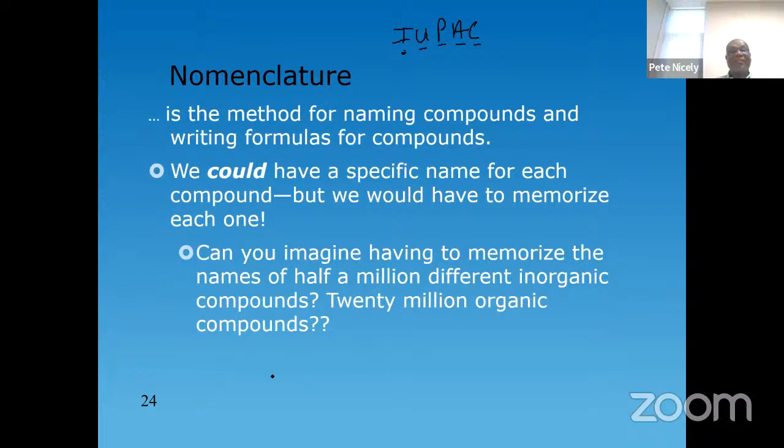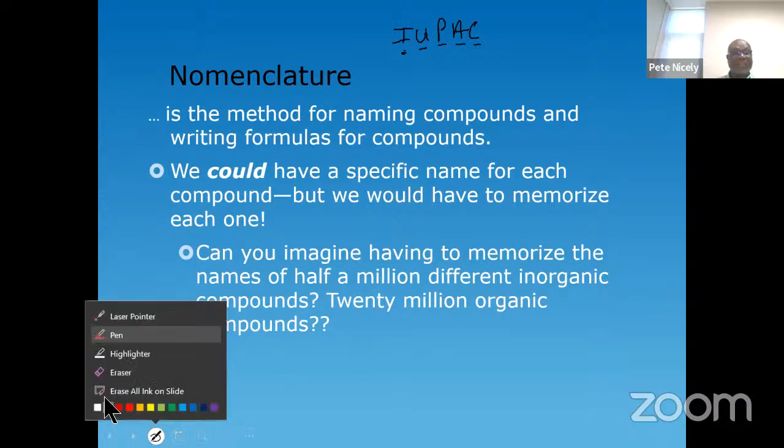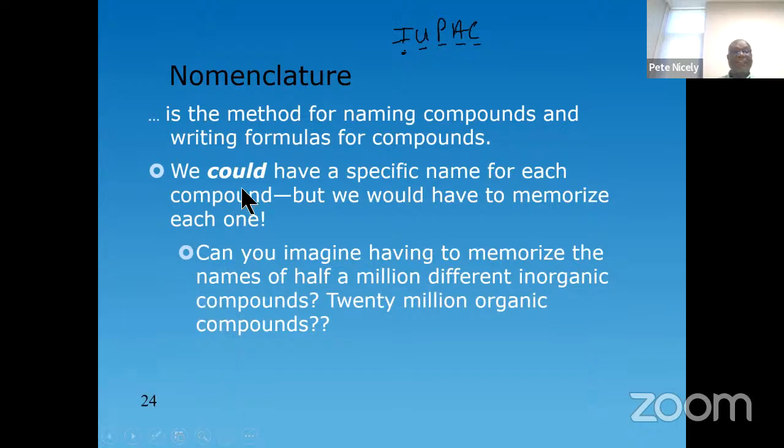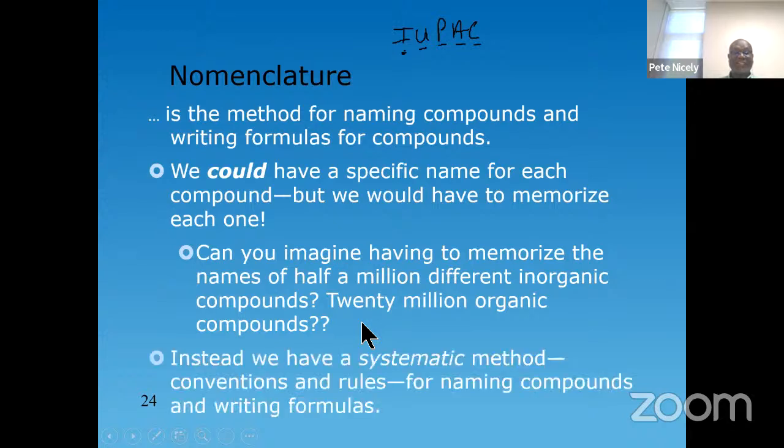As stated here, the rules are very important because we could have a specific name for each compound, but with millions of compounds that exist, it would be a challenge to memorize each name. The same is true for organic compounds, which are even greater in numbers. Therefore, there's a systematic method that has been developed by IUPAC with rules and conventions for naming compounds and also determining the formulas.